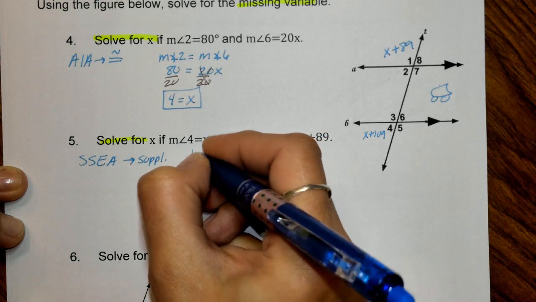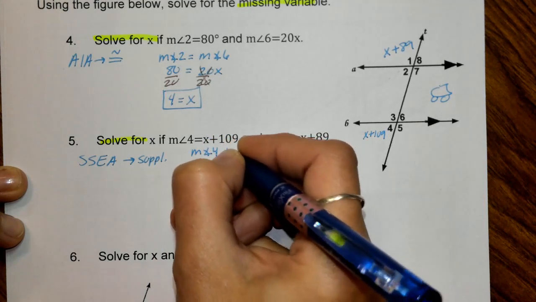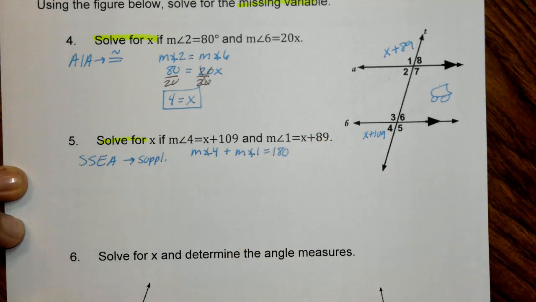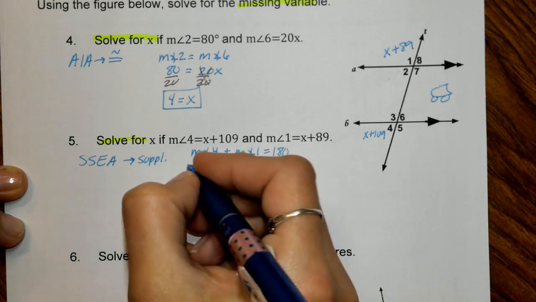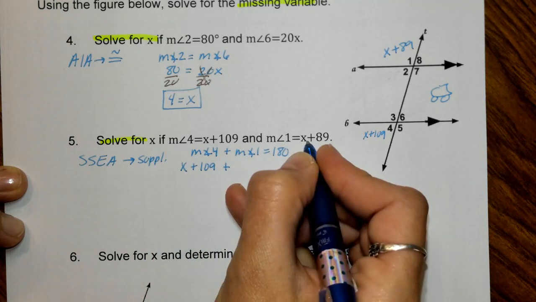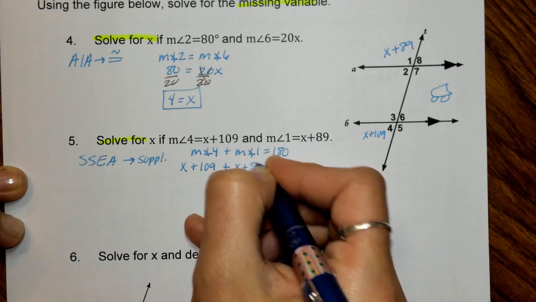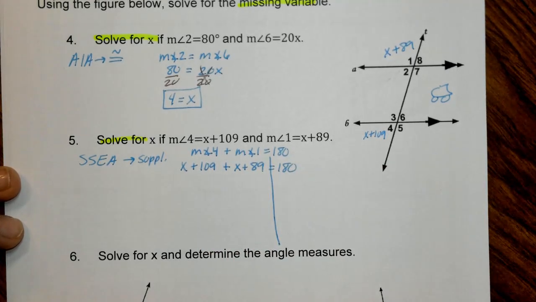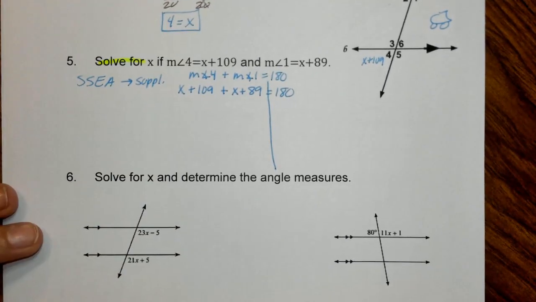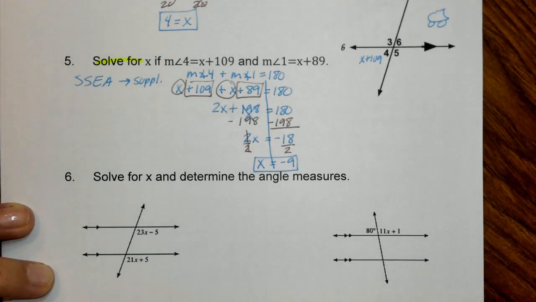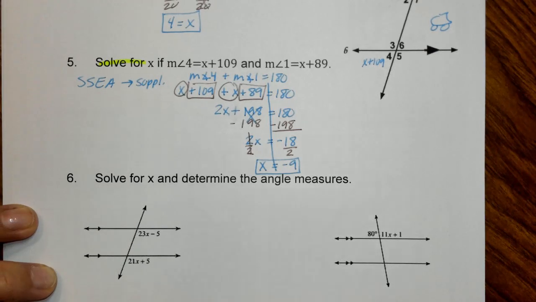So we need to take the measure of angle 4 plus the measure of angle 1, all equal to 180 degrees. Substitute in: the measure of angle 4 was x plus 109, plus the measure of angle 1, x plus 89, all equal to 180. You've got it. Pause that video and solve on your own. Start with combining like terms. Yes, we should have come out with a negative number. We get -9.